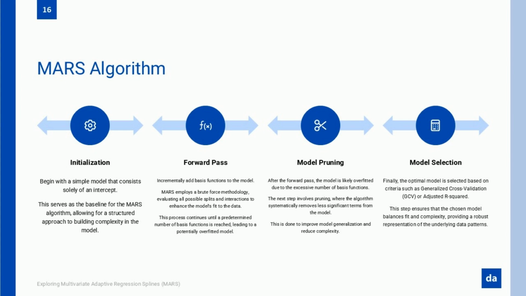This structured two-phase approach is what makes MARS so powerful. It's not just a model, it's an adaptive learning process that builds itself from the ground up, refining its predictions in a way that traditional regression models simply can't match.